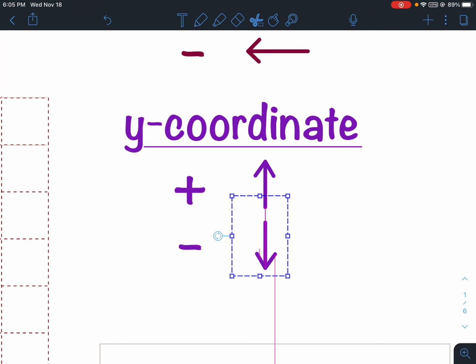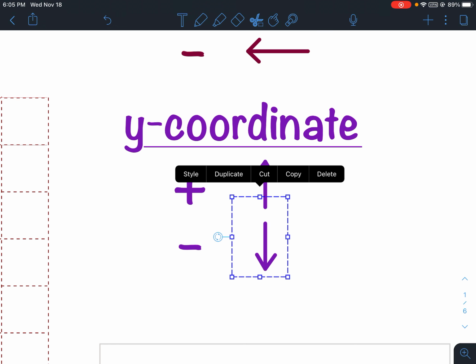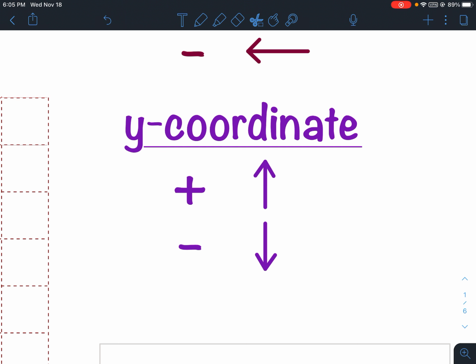And if it's negative, you'll move down. Pause your video, make sure you get all that written down.